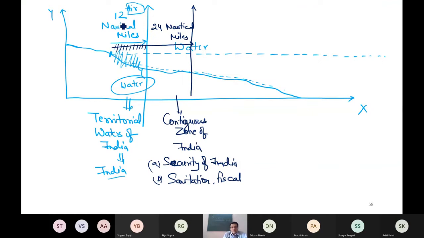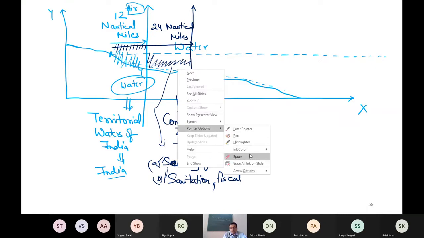For the first 12 nautical miles, of course, I can take any decision without any condition. But beyond 12 nautical miles, though the contiguous zone is till 24, in the first 12 I can do anything. In the next 12 I cannot do everything. I can do only these things. I can take the steps which are for the security of the nation and for sanitation, fiscal conditions, economical interest, etc. And from the baseline till 200 kilometers.